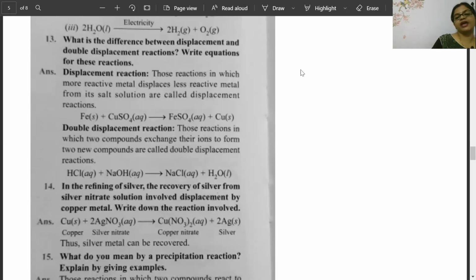What do you mean by precipitation reaction? Explain by giving an example. I told you, any one PPT you can give as an example. Easiest question. We can also say it's an open question, an interesting question, a very good question. Give the answer. Let's see who is going to answer first.